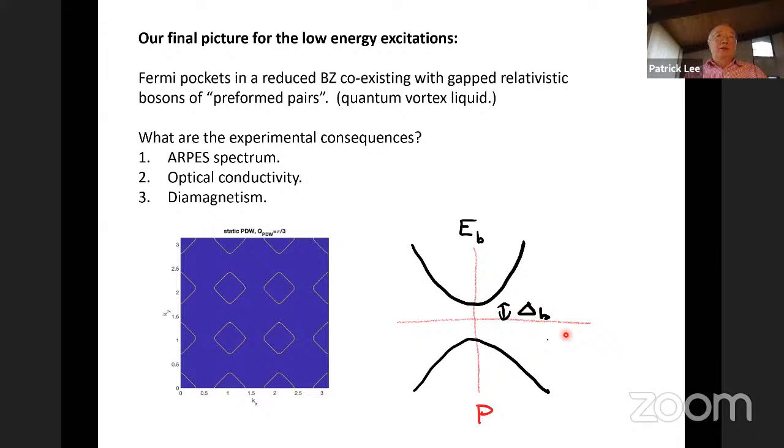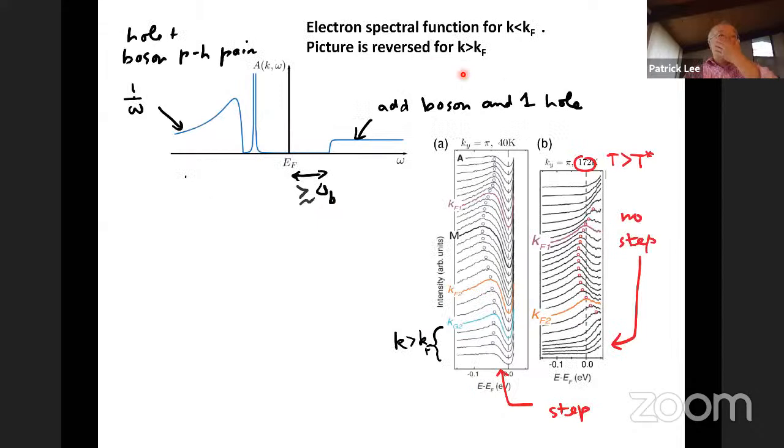It turns out that this picture has a number of interesting experimental consequences. Let me try to get through this quickly. For ARPES, for optical conductivity and diamagnetism. Well, first of all, for the electron spectrum, the new feature is this. So we have a fermion here, right? So what are the effects of the bosons? Well, it turns out that you can make an electron and then you can make a bosonic particle pair. And then you have a spectrum like this. And it turns out that this tail goes as 1 over omega, which is interesting.